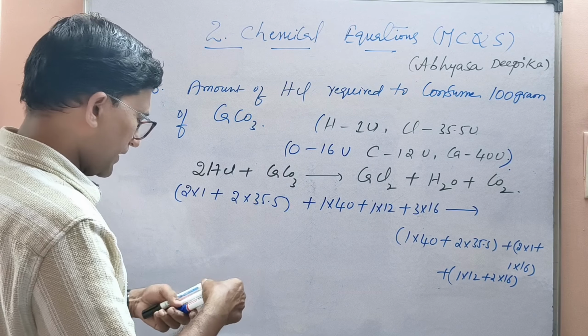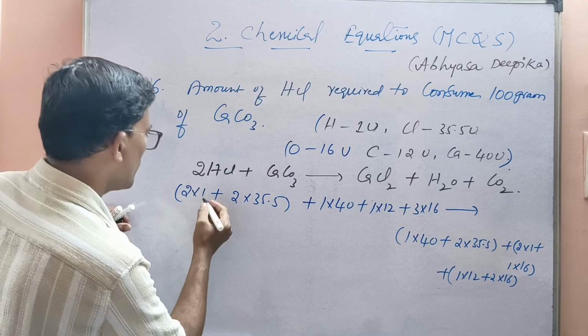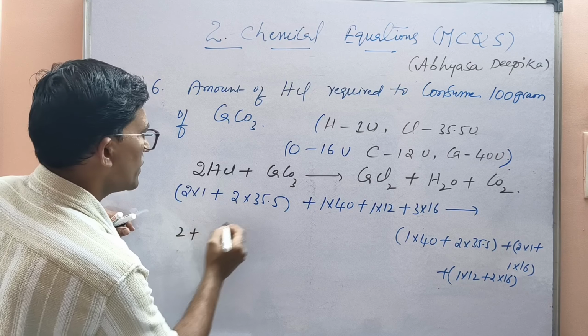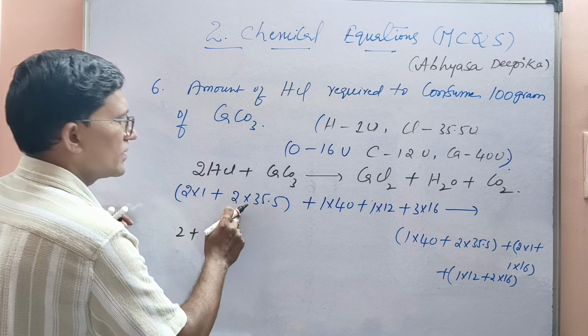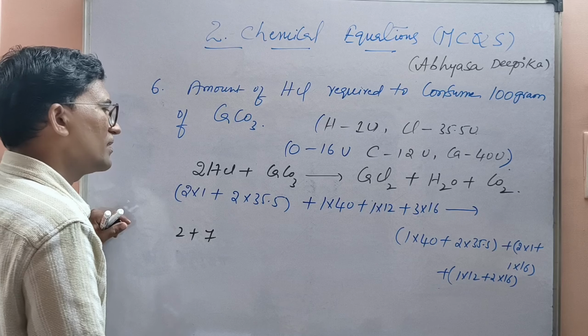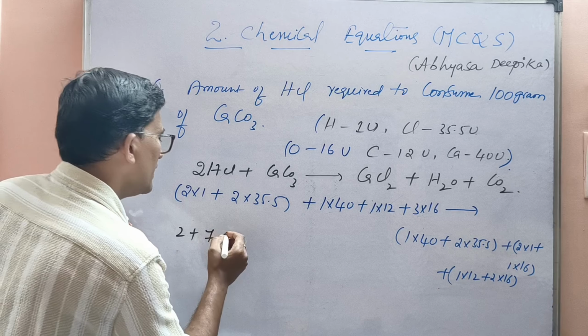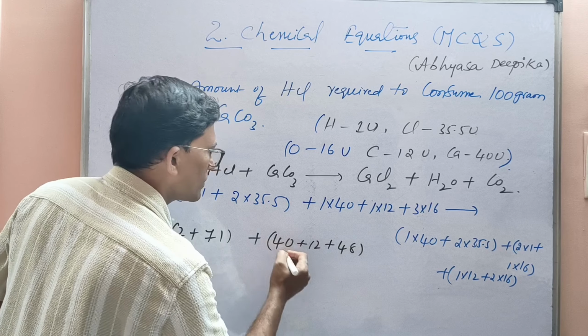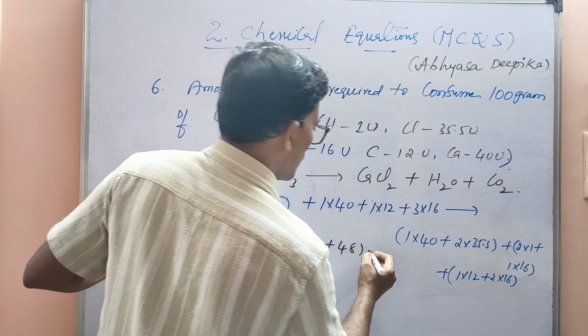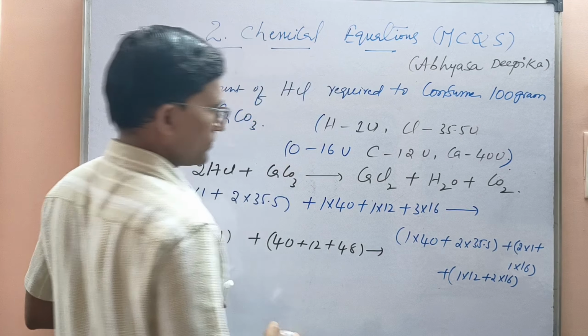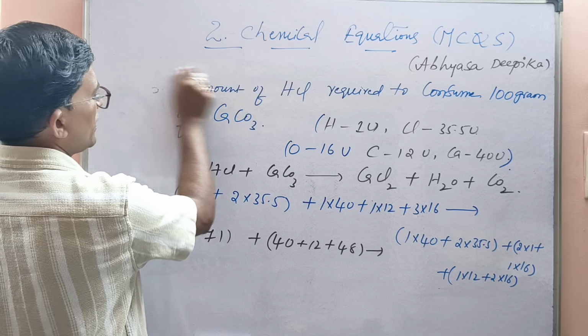Now I will write the total mass here. 2 plus this is 70, 35.5 into 2, how much is it? 71, I think. 71. Next one, plus 40, 1 into 40, 40 plus 12 plus how much? 48. This is for calcium carbonate. Gives rise to. I think it's better to write at the top, then it will be more clear to you people. Then I will write at the top.